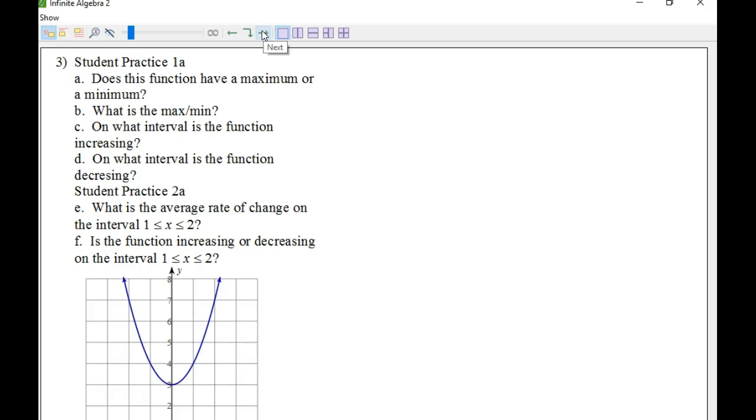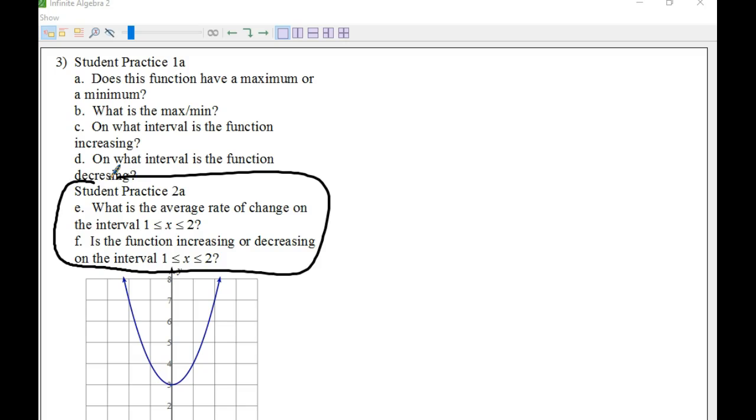All right. So for student practice 1A, I'm sorry, 2A. I want you guys to find student practice 2A. That's the one on the bottom left. Do you guys see the picture on the bottom left? I want you to highlight the section of your graph that has this interval, find its slope, and then tell me if it's increasing or decreasing. I'll give you a few seconds.